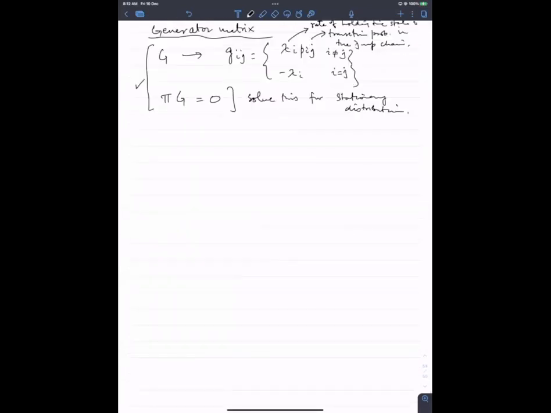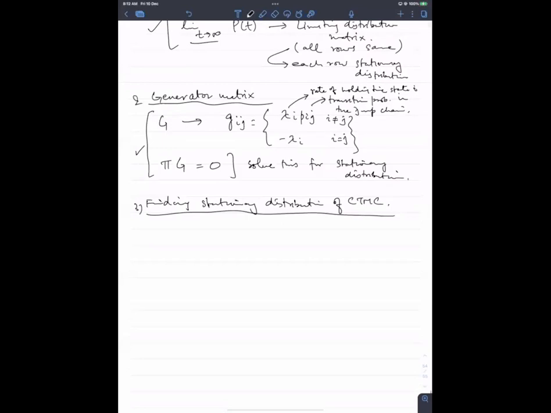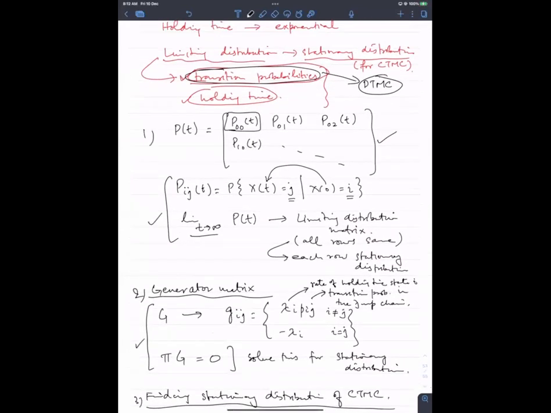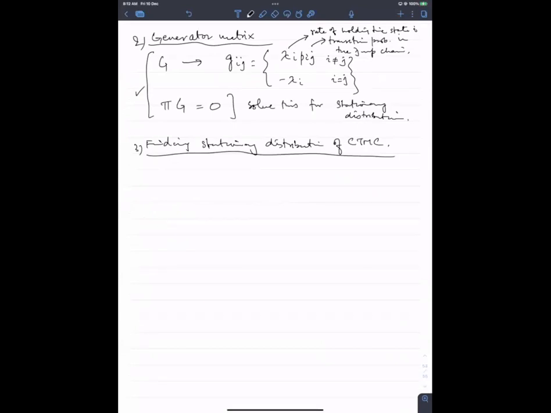okay. So third way of finding the stationary distribution of CTMC. Kaise karenge? Second method was this generator matrix. First method was this using P of T and taking the limit. So third method is to find the stationary distribution of CTMC. Sabse pehle, find the stationary distribution of the underlying jump chain, which is a DTMC, and we know how to handle that, uski hame stationary distribution find karne ke tarike aate hain.